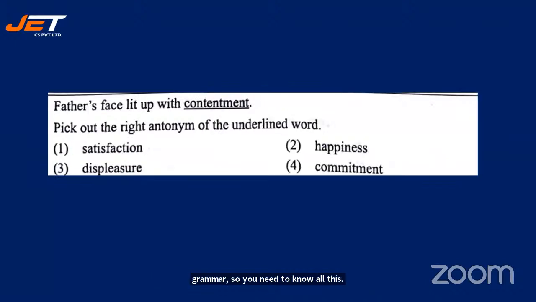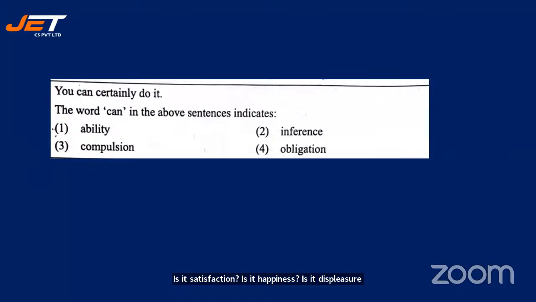See the next one. Father's face lit up with contentment. Content means what? I'm very happy with what I have. That is contentment. So what is the antonym? It's not synonym. Synonym is meaning. Antonym is opposite. Is it satisfaction? Is it happiness? Is it displeasure? Or is it commitment? It should be displeasure. All right.